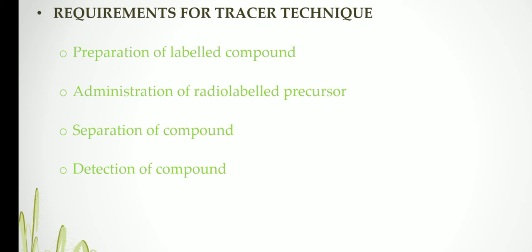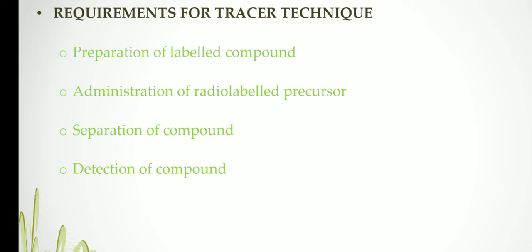After separating, we must analyze it. We must analyze the radioactivity of that compound. These are the steps involved. So the requirements for tracer technique are first one, preparation of labeled compound, second one, administration of this radio labeled precursor, third one, separation of compound, and fourth one is detection of compound. These are the various requirements for carrying out the tracer technique.